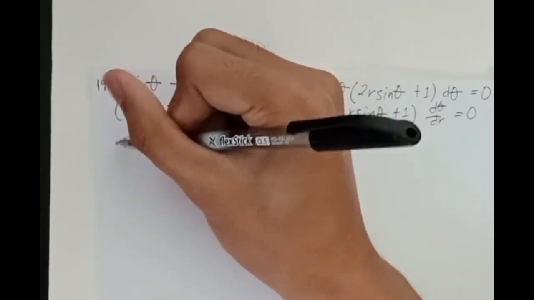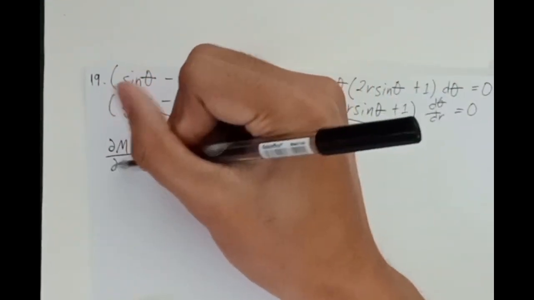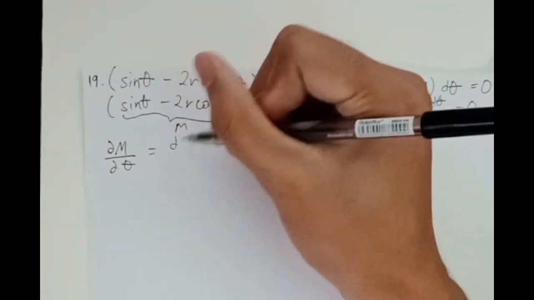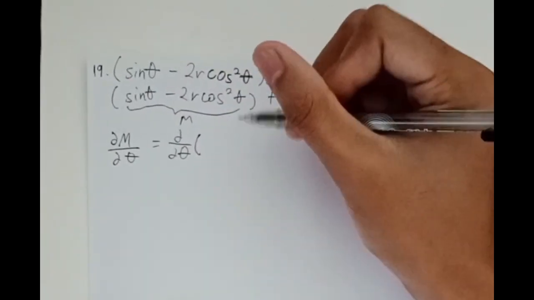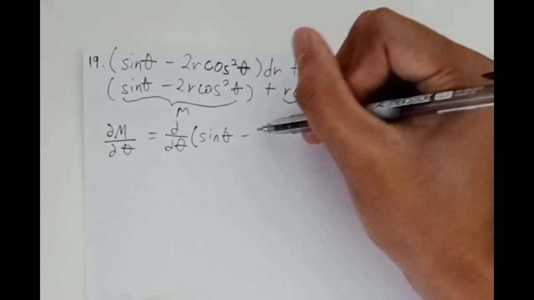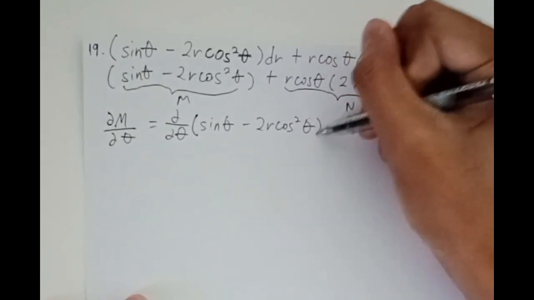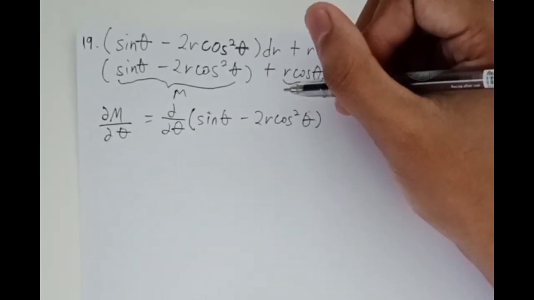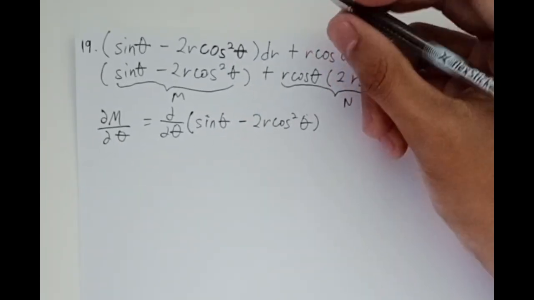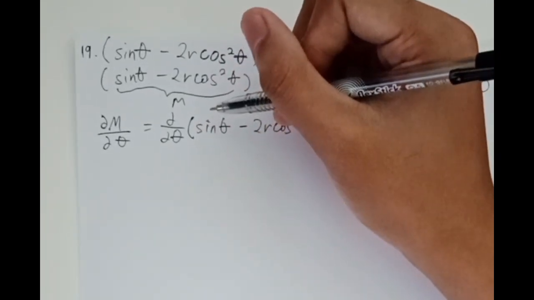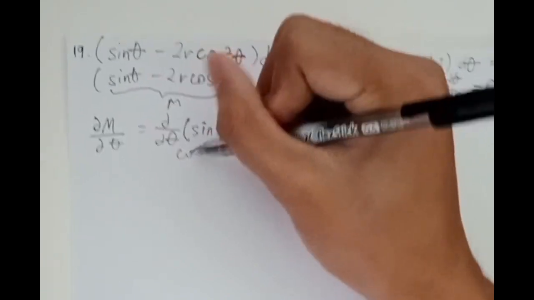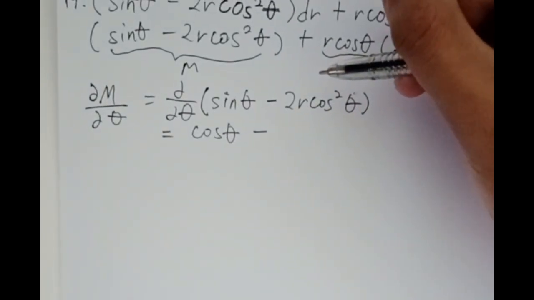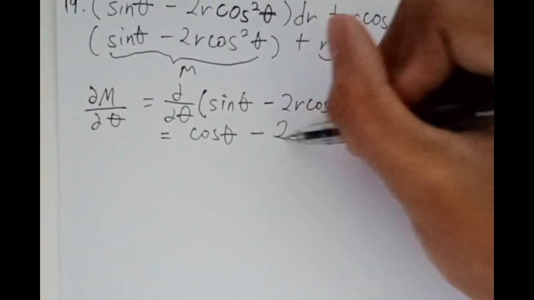Testing for exactness uses the partial differentiation of M in terms of theta. So that will be the partial derivative with respect to theta of sine theta minus 2r cosine squared theta. Here we will differentiate all terms with theta, and without theta we will treat it as a constant. The derivative of sine theta will be cosine theta. Here 2r does not have theta, so we will consider it as a constant and just put it there.